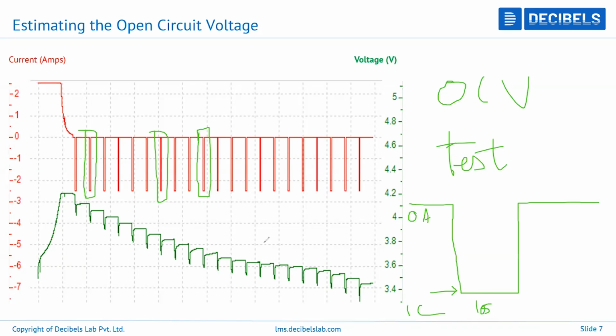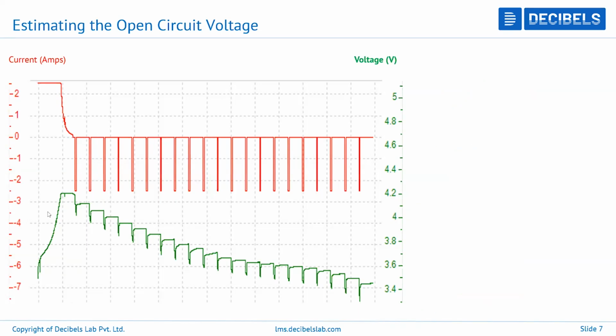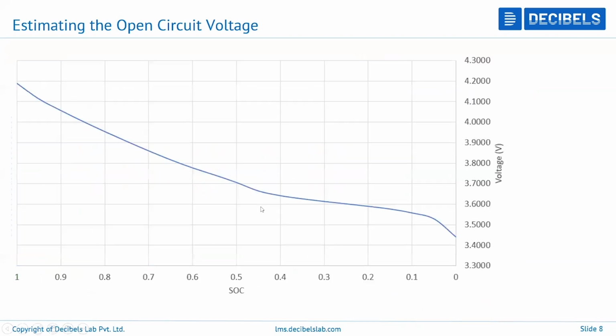voltage response like this, what you see in green. The green is the voltage response. And from here, you can analyze what your open circuit voltage profile looks like. This is how your OCV profile, or open circuit voltage profile, looks. For different SOC values, you'll observe that a different value of OCV has been recorded.